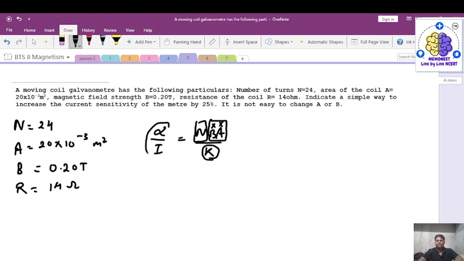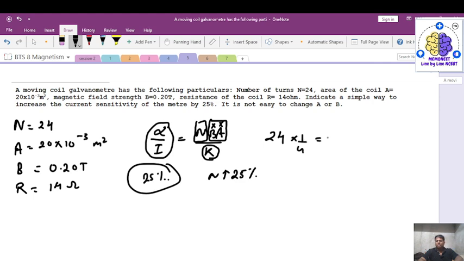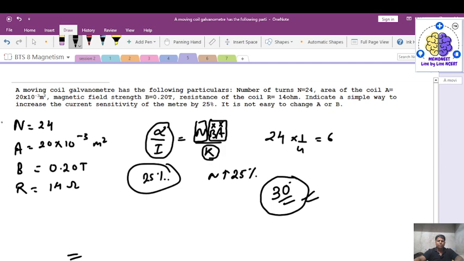So if current sensitivity is to be increased by 25%, then the number of turns is also supposed to increase by 25%. If initially the number of turns is 24, then 25% of it will be equal to 6. So if we make the new number of turns in the coil equal to 30, then the current sensitivity will increase by 25%. So increasing the number of turns in the coil by 25% will increase the current sensitivity by 25%, right? So this is the thing. Now let's move forward.